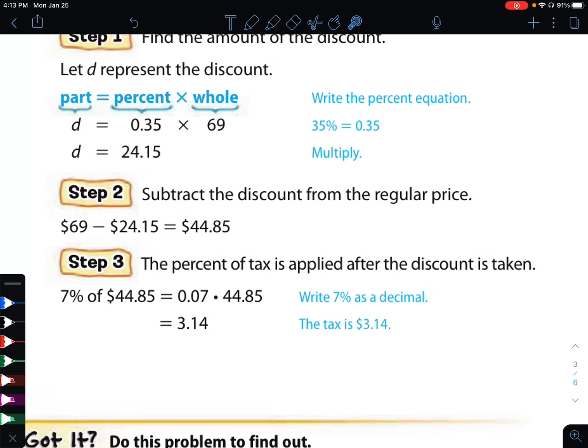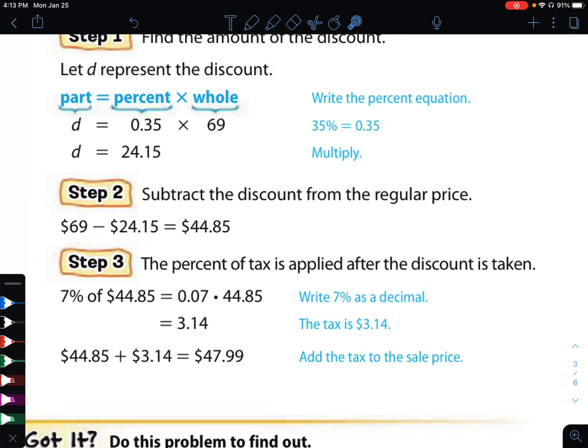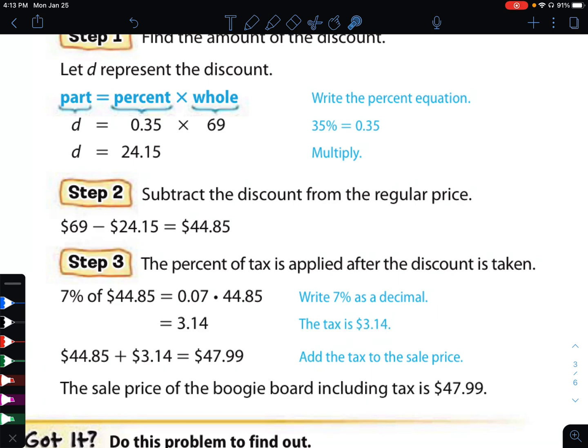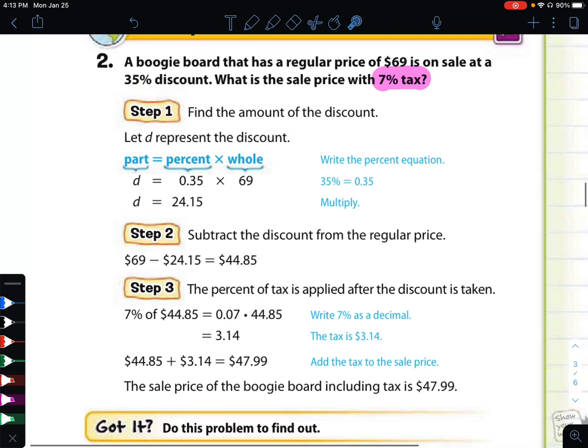So remember what tax is. Tax is added on to the price. So what we do now is we add $3.14 to $44.85. You end up with $47.99. So the sale price of the boogie board, including tax, is $47.99. And that's exactly what you encounter every single time you go to buy an item from the store.